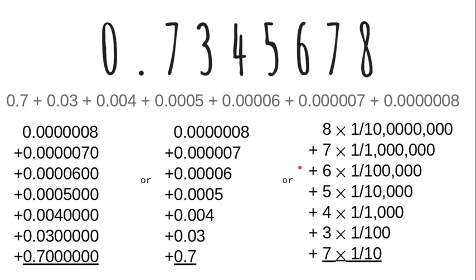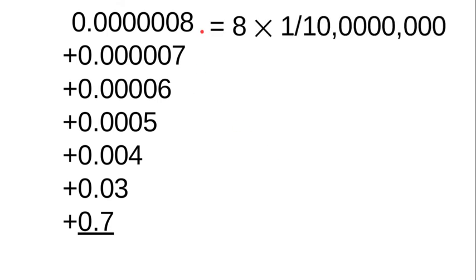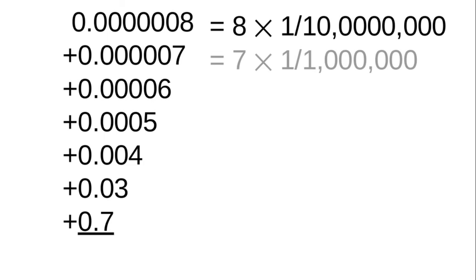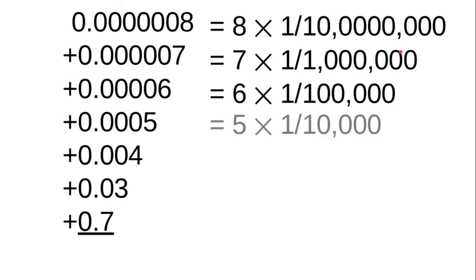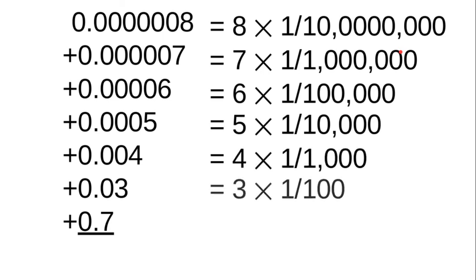Or we can use something similar to exponential notation. Let's take a look. So we have the 8 up here in the 10 millionths place, and we can write that out as 8 times 1 over 10 million, which gives us 8 10 millionths. We can do the same for 7, and you'll see that there's one less 0, and we just keep going on from there. Okay.